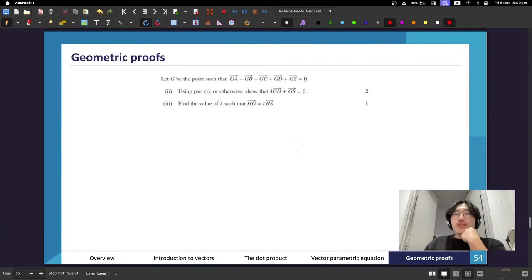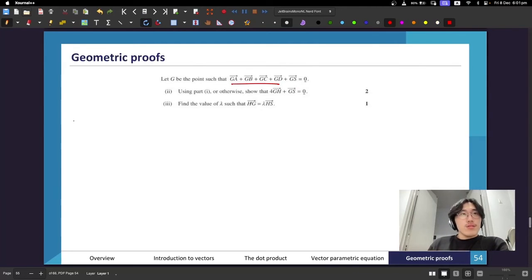Let G be the point such that GA plus GB plus GC plus GD plus GS equals 0. Part 2 asks us to use part 1 and show that 4GH plus GS equals 0. An important skill in geometric proofs, or any proofs really, is to factor in any unchanging variables. So GS here does not change, if you can notice. So let's try not to touch that in our proof. Sometimes it is touched and then reconstructed, but let's just try not to.